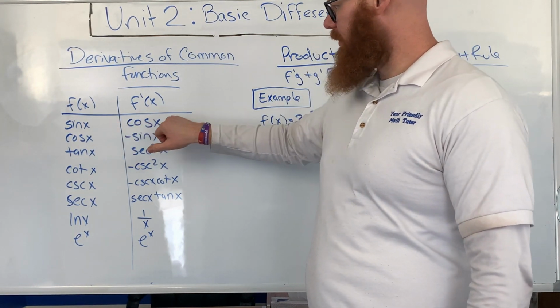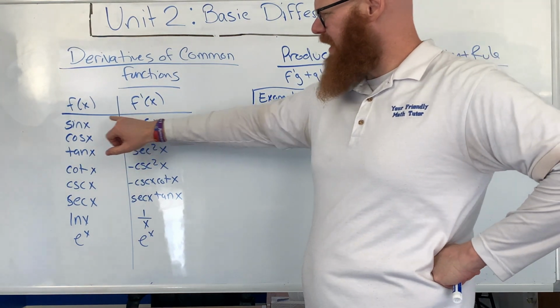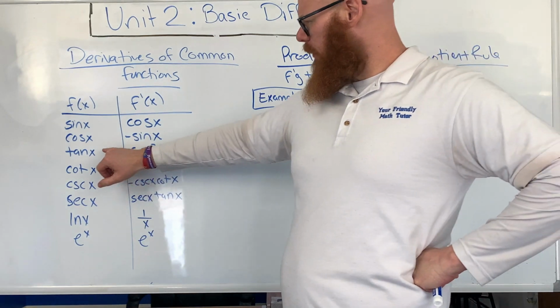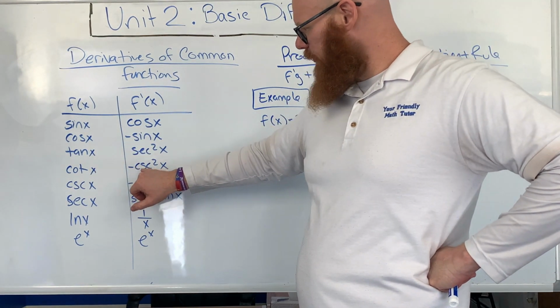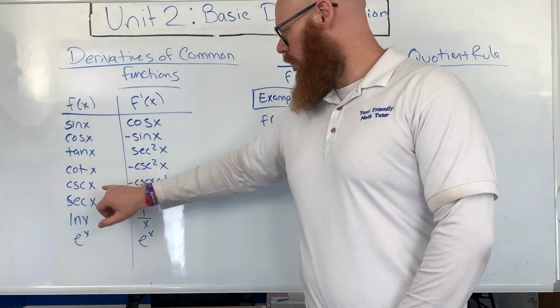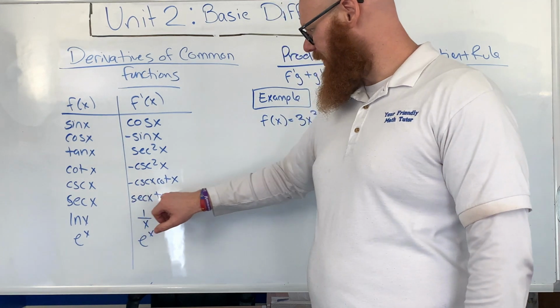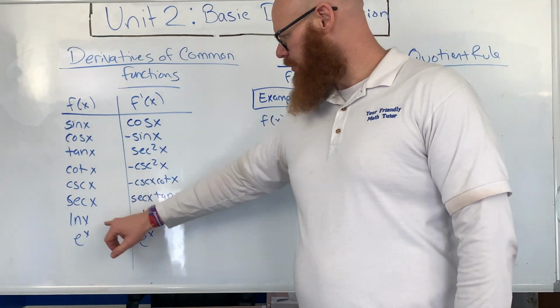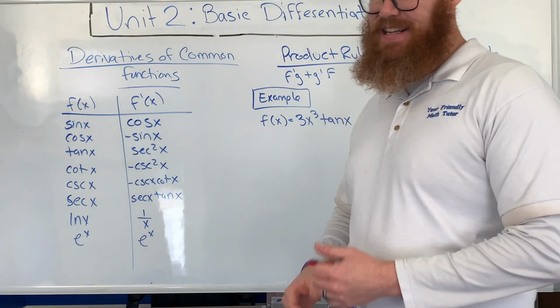The derivative of sine of x is cosine. The derivative of cosine is negative sine. So notice they kind of go together. The derivative of tan is secant squared. The derivative of cotangent is negative cosecant squared. The derivative of cosecant is negative cosecant cotangent. The derivative of secant is secant tangent. The derivative of natural log x is 1 over x, and the derivative of e to the x is itself.